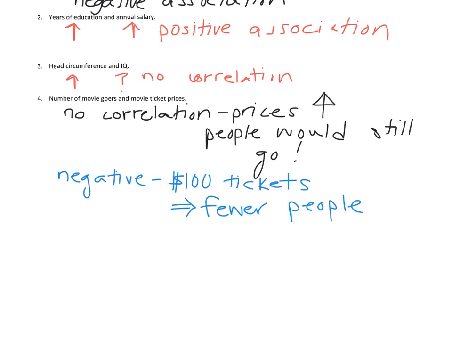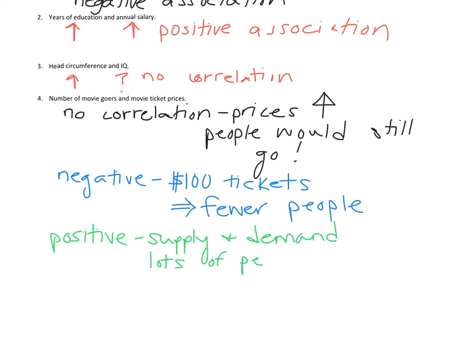And then finally, you could even say something like positive. This is more of a supply and demand type of situation. If people are demanding movies, then the tickets are going to go up, right? So lots of people might drive the tickets up. So whatever you answer, remember, just support it. Because that's kind of what statistics is. It's sometimes open to interpretation.